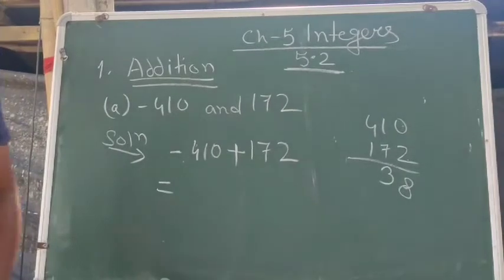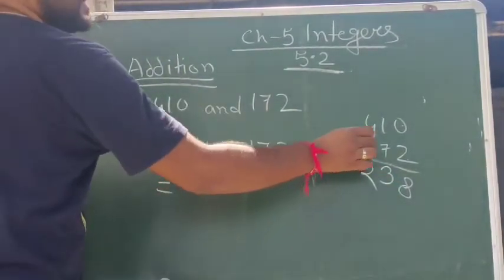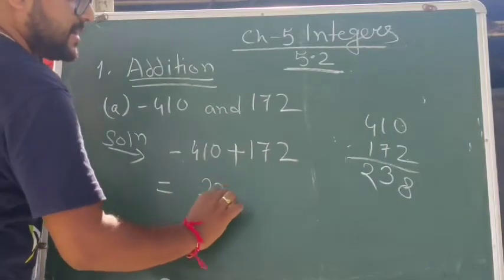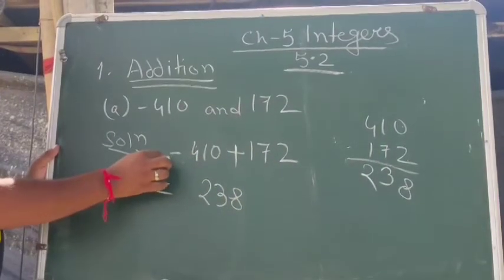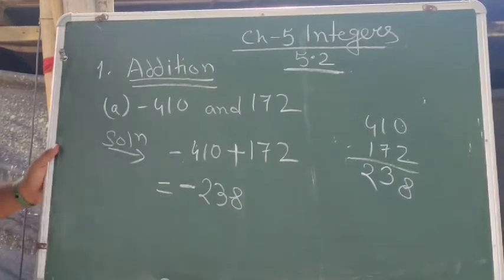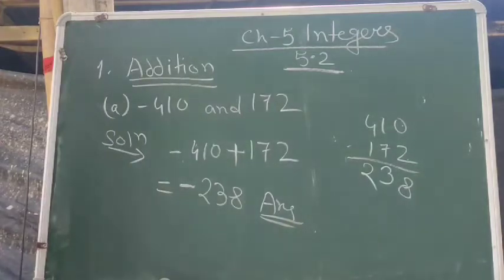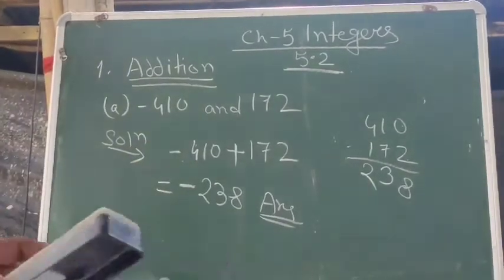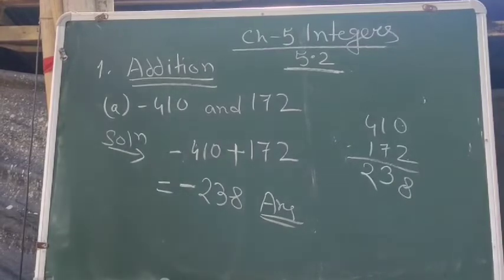You will get minus 238. So when you subtract this, you get 238. Now check what the sign is. The greater number's sign is minus, yes or no? Since the greater number's sign is minus, you have to give this minus sign. So this will be your answer, minus 238. Is it clear? Okay, so this is number A.